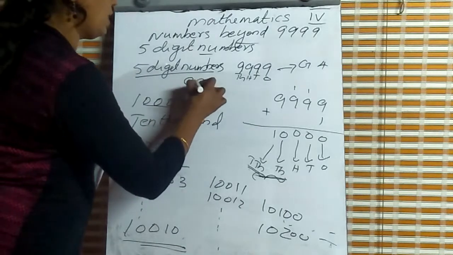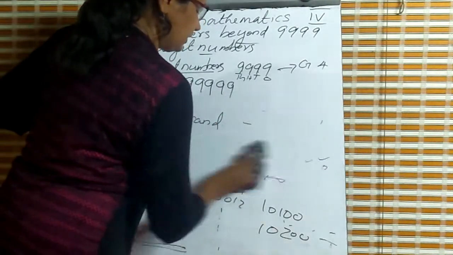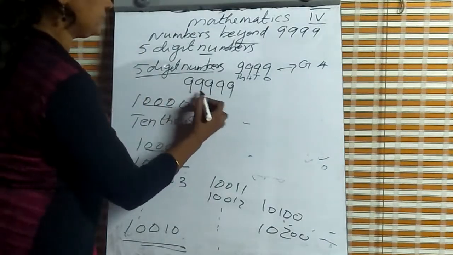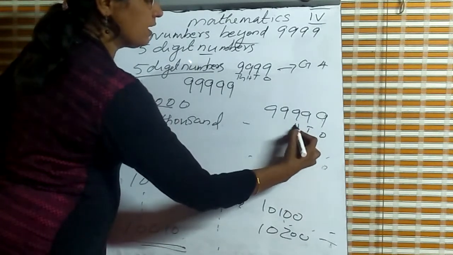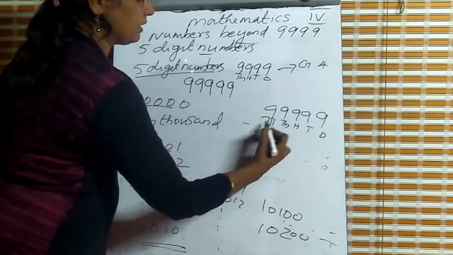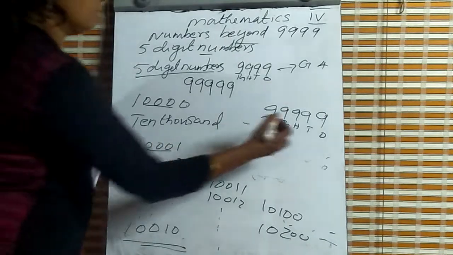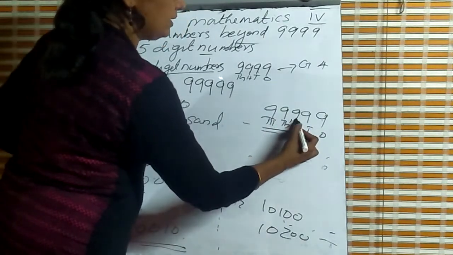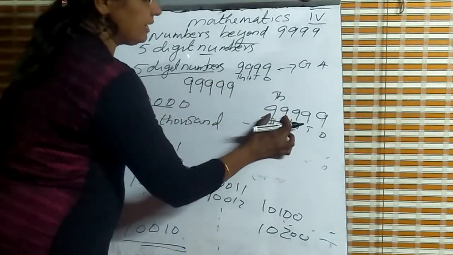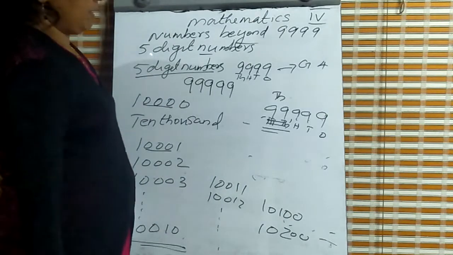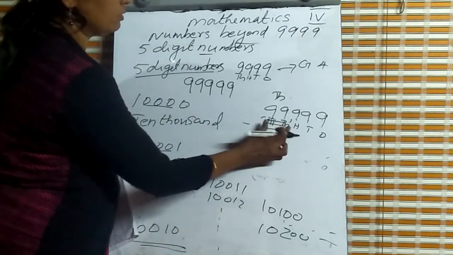In this way, we proceed. What will the largest 5-digit number be? What is the number name? Number name is ones, tens, hundreds, thousands, 10,000s. What is the number name of this number? 99,999. 99,999 is the greatest 5-digit number.